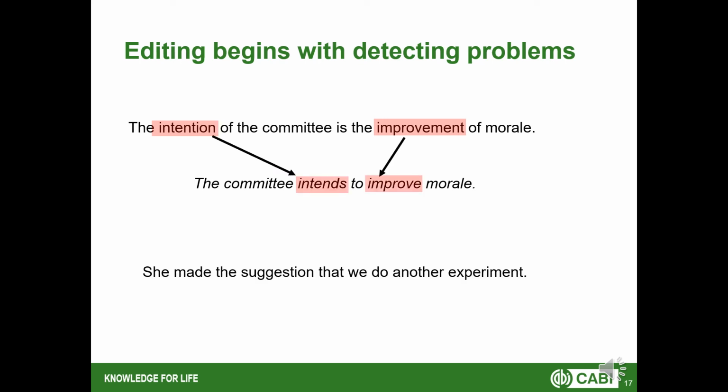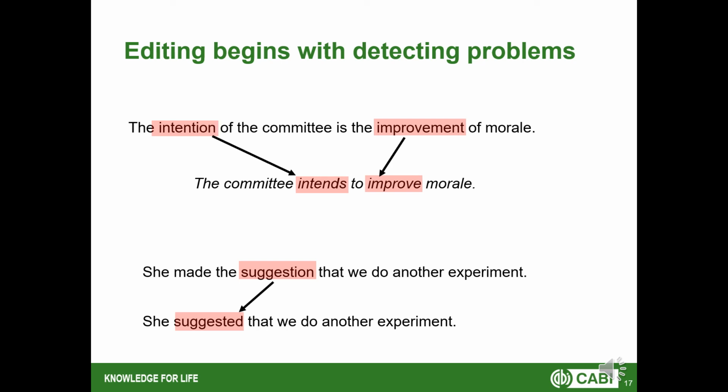Here's another example. "She made the suggestion that we do another experiment." That does have an active voice, but there's also a nominalization. Let's turn the nominalization back into its root form, the verb, and say, "She suggested that we do another experiment."